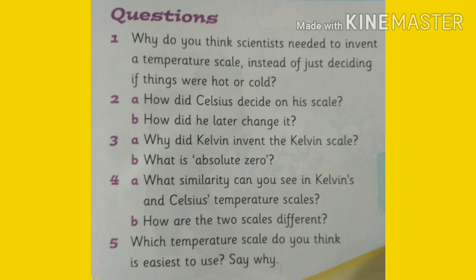Then what is absolute zero? The temperature at which things are so cold that their particles do not move. That temperature is called absolute zero. It is 0 Kelvin or minus 273 degree Celsius. You got it? Yes, very good.